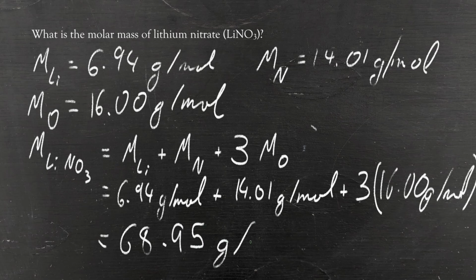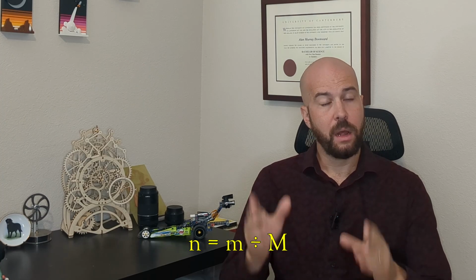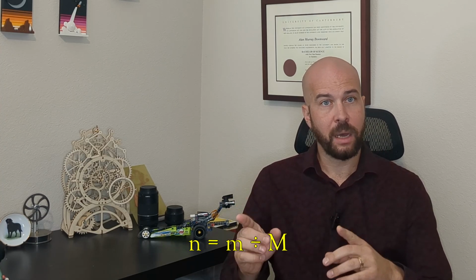68.95 grams per mole. Now that we know how to calculate a compound's molar mass, let's combine that with its physical mass to try and determine how many moles of something we have. There is a formula for this, and it is that moles are equal to the mass divided by the molar mass. And you don't actually have to remember that formula because the units tell you where everything goes.